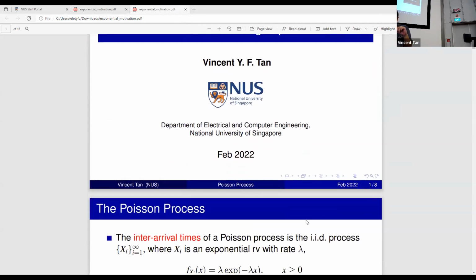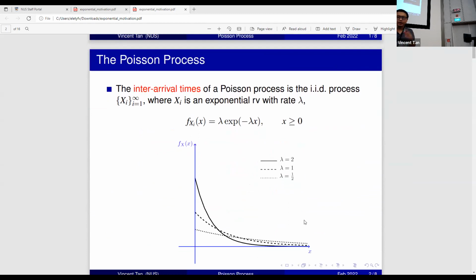Okay, so we are going to do an experiment. Now, as I already told you, the exponential random variable has this particular probability density function. It looks like this for different lambdas. The formula is above, and I wrote it down on my handwritten notes as well. So the inter-arrival times of this thing called the Poisson process, which I teach in some other class, is the IID process Xi, where each Xi is an exponential random variable. You don't need to know what IID is, or what a process is. You just need to know that the arrival times follow exponential random variables. So it has this probability density function.